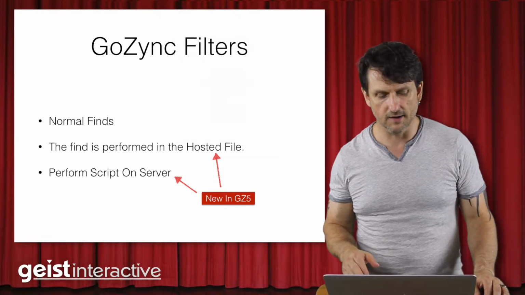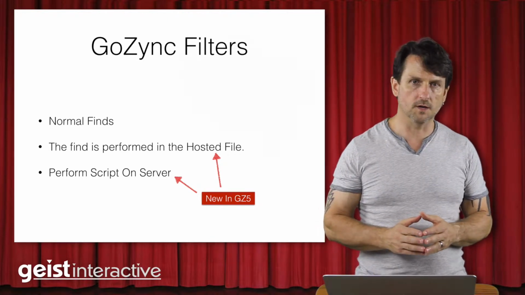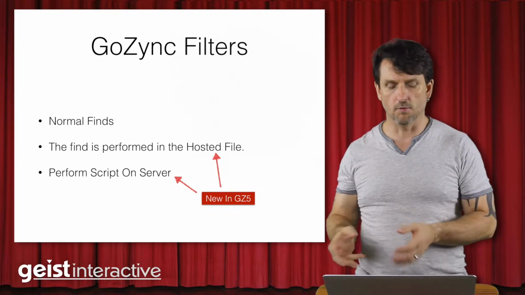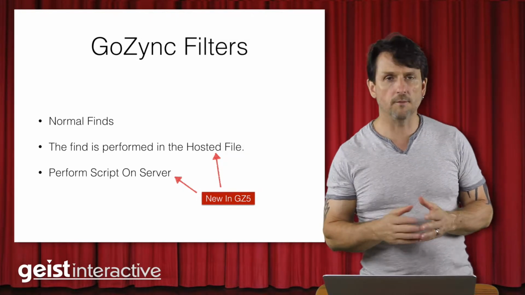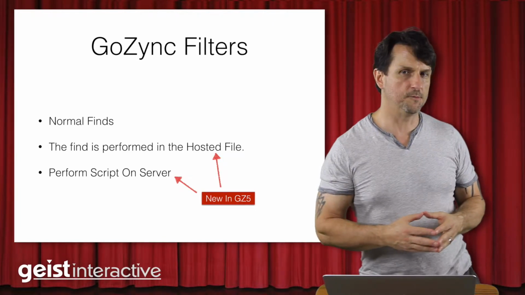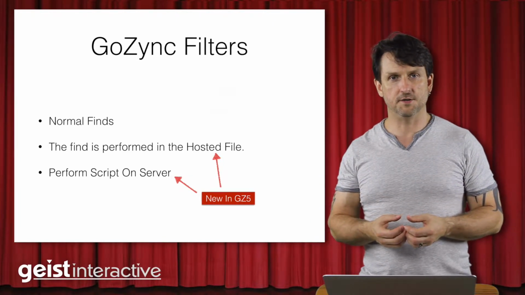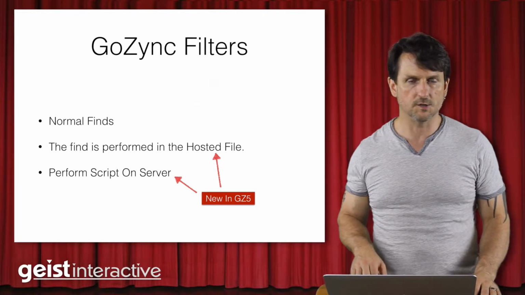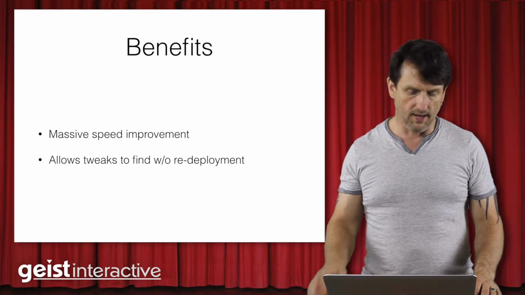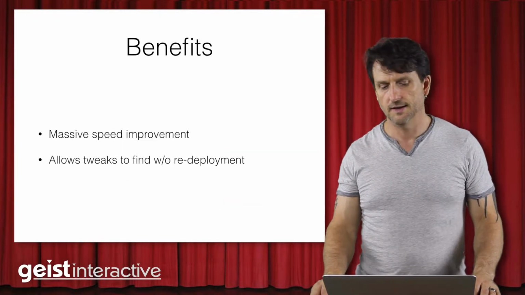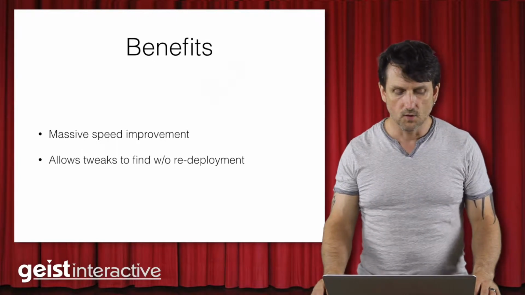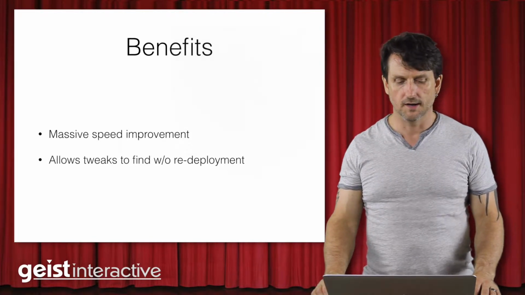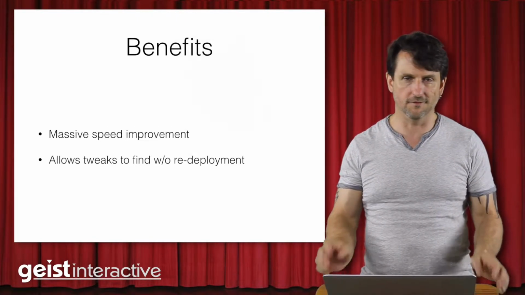New in GoZync 5 is that the find is now performed on the server in the hosted file, not on the client or the iPad and the mobile files. One of the big reasons for that is it allows us to take advantage of Perform Script on Server. These are advantages that we get with FileMaker 13. Perform Script on Server is an awesome speed boost for all kinds of processes, and syncing in GoZync 5 is the same. We get a massive speed improvement with being able to do our finds and our filtering up on the server, as opposed to downloading all that data to the client and filtering it there.